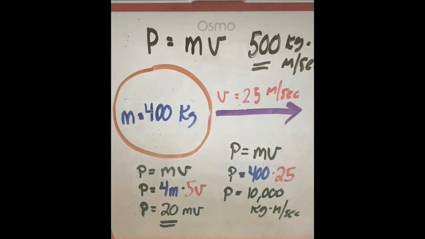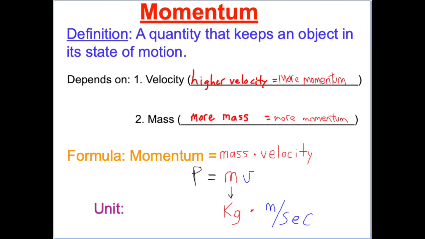Now what we found is we increased the mass by 4, the velocity by 5, and that should give a momentum 20 times larger. We started out with a momentum of 500 kilograms times meters per second. Multiply that by 20 and you get 10,000 kilograms times meters per second. So 20 times the momentum when you increase the mass by 4 and the velocity by 5. So remember, momentum is what keeps an object in its state of motion. It depends on the velocity and the mass. And the formula is mass times velocity.